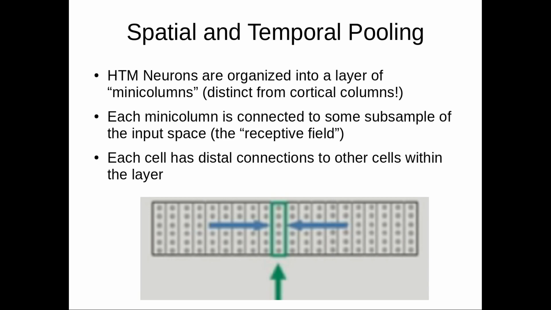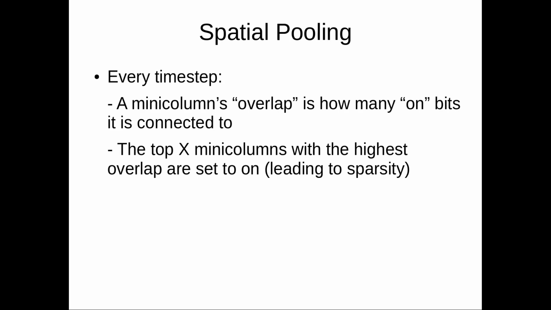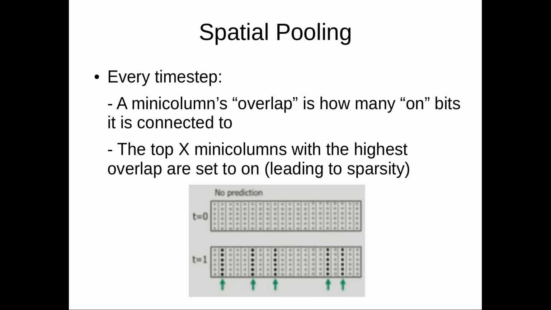So the first step is what is called spatial pooling. It's pretty simple. At every time step, a mini column's overlap is calculated, which is just how many on bits that column is connected to. Then we just select the top X, the top 20, top 40, however many mini columns that have the highest overlap, and we set those to be on. This gives us sparsity, because we always have this maximum amount of cells that are on at any given time. So this is what this looks like. At time step 0, we have our cells sitting there, and then at time step 1, some input arrives from below to these different columns, and all those cells are set to on. The output of any given layer at any time step is the state of all of its cells. Off cells are 0, on cells are 1.